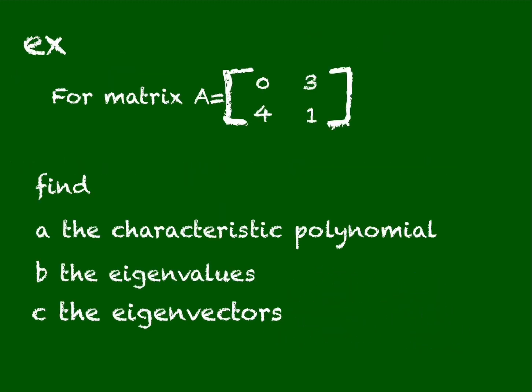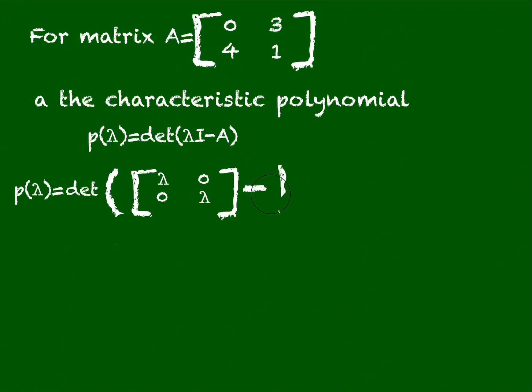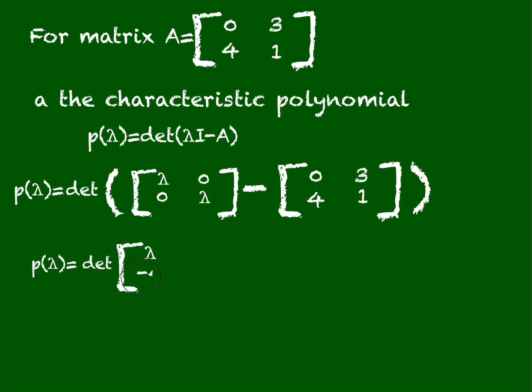Now, I will solve a question that will teach you how to find the characteristic polynomial, calculate the eigenvalues, and determine the eigenvectors of matrix A. Part A of the question asks us to find the characteristic polynomial. For this, first, we should plug the given matrix A into the function. Then, we need to subtract the two matrices to simplify the expression.